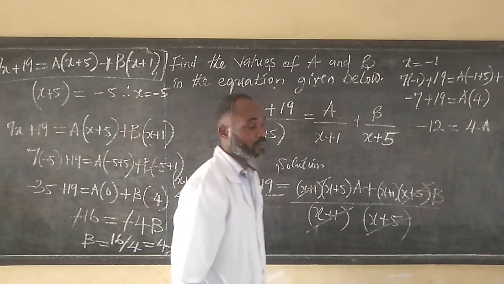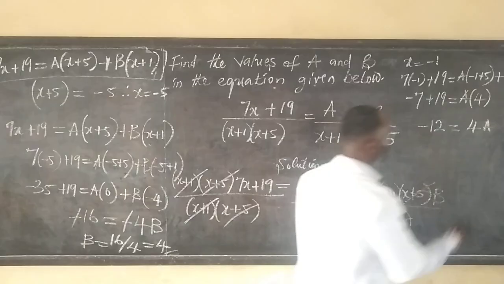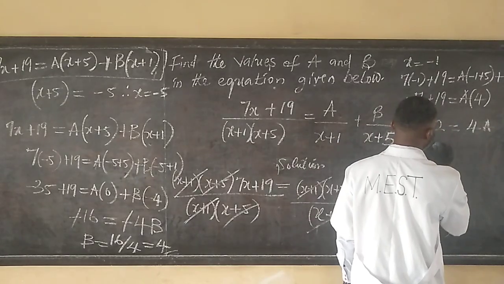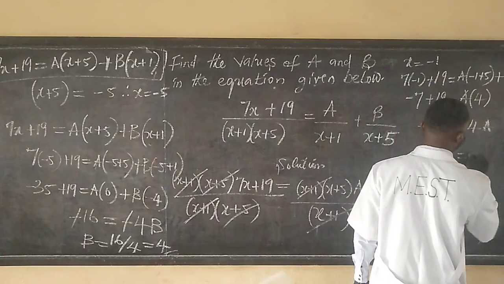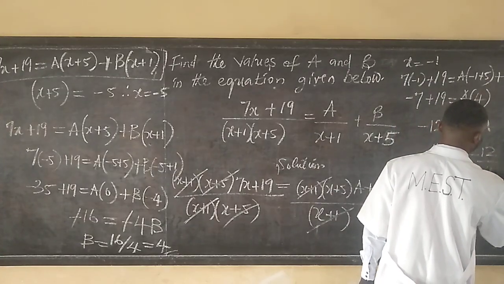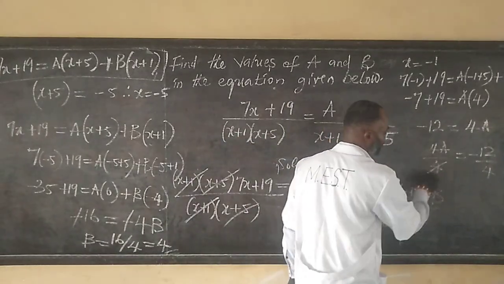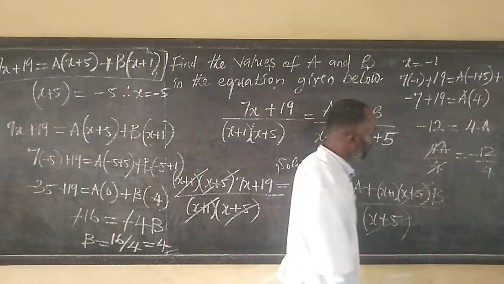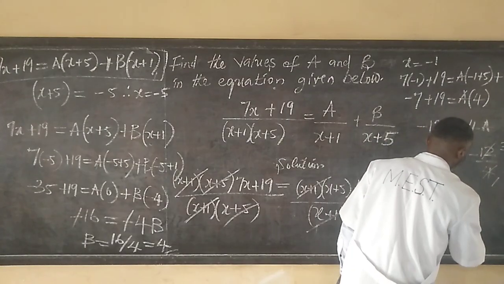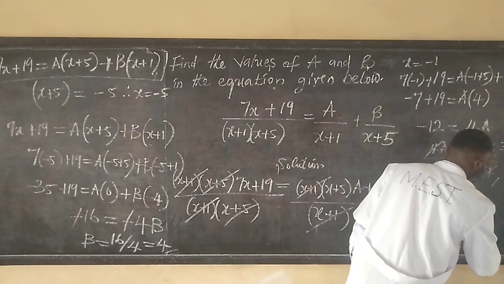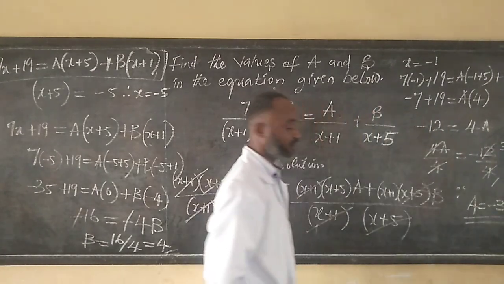Good. The next thing we're going to do is to divide through using 4. We divide both sides by 4. So we have 4a over 4 all equal to 12 over 4. Let's see what happens. Therefore, the 4s cancel each other, right? And then 4 cancels 12 is going to be 3. Therefore, a is equal to minus 3. So the value of a is minus 3.